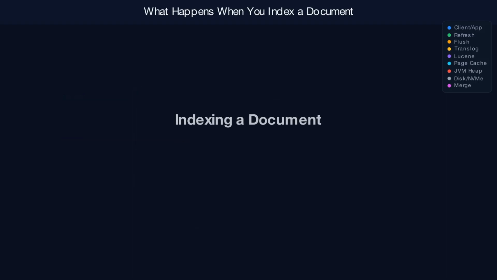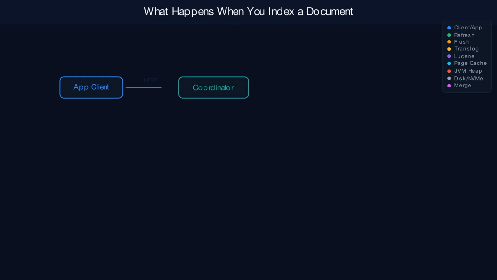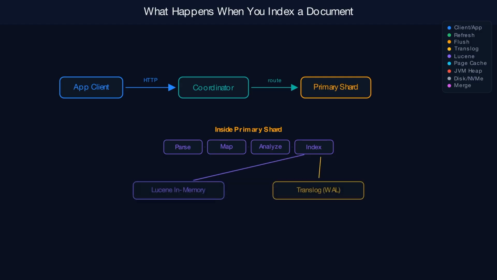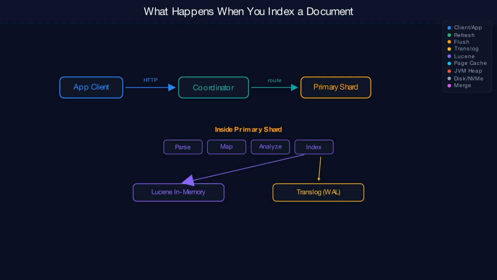Let us start at the application layer. Your app sends an index request over HTTP to Elasticsearch. The coordinating node routes it to the correct primary shard. Inside that shard, the document goes through parsing, mapping, and analysis. Then two things happen in parallel. First, the document is indexed into Lucene's in-memory structures. Think of it like writing notes into a scratch pad that is not yet filed into the cabinet.